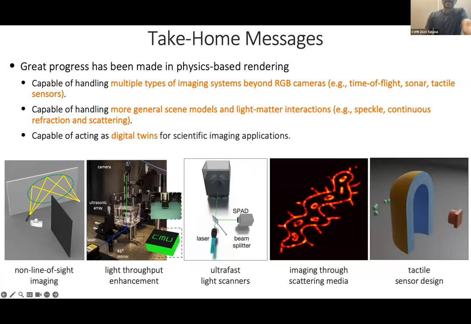Physics-based rendering systems can act as digital twins for scientific and engineering imaging systems, and hence help us in a variety of ways, including iterating on various hardware parameters virtually on computer before coming up with the best design parameters that we can build the hardware on, or generate training data sets for deep learning techniques, or augment the existing data sets with the help of physics-based rendering.